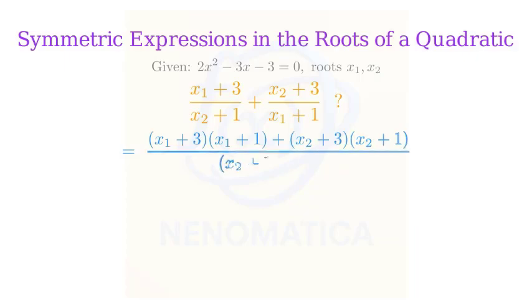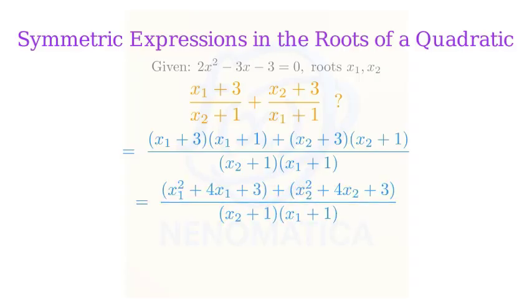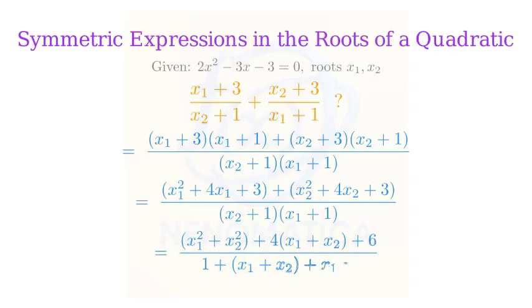Step 1. Add the two fractions over a common denominator. Multiply top and bottom accordingly. Step 2. Expand the numerator terms. Step 3. Expand the denominator and group symmetric pieces. The denominator becomes 1 plus x1 plus x2 plus x1 x2. The numerator becomes x1 squared plus x2 squared plus 4 times x1 plus x2 plus 6.